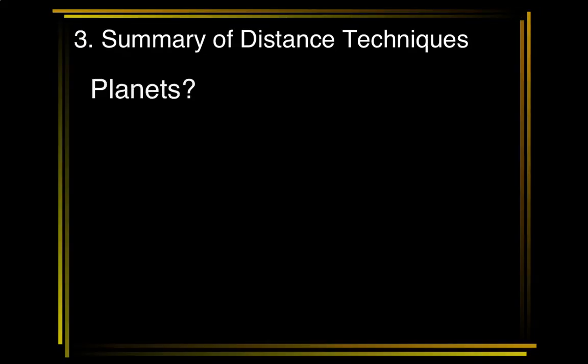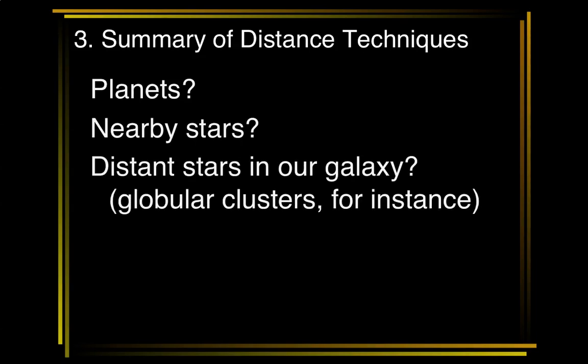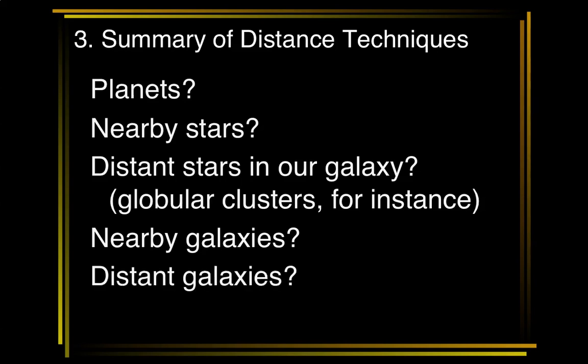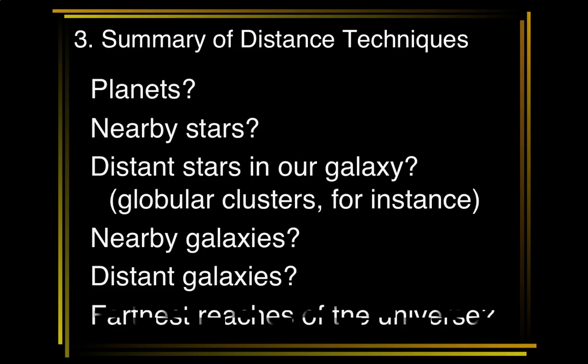So for planets, we use radar. Nearby stars, we use parallax shift. Distant stars in our galaxy, we can use the RR Lyrae variable stars. For nearby galaxies, we can use the Cepheid variable stars. For more distant galaxies, the Tully-Fisher relation, compare galaxies to galaxies and use the inverse square law. And for the farthest reaches, we can use type 1 supernovae.